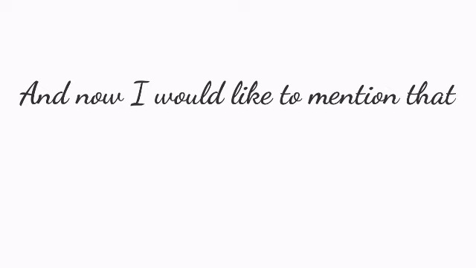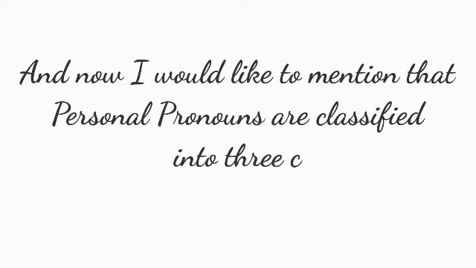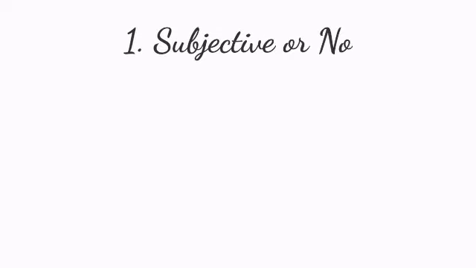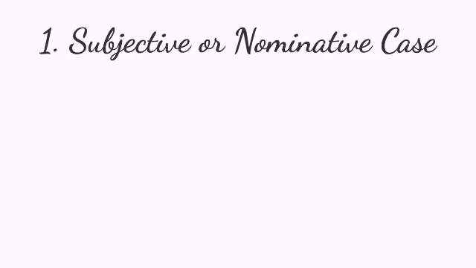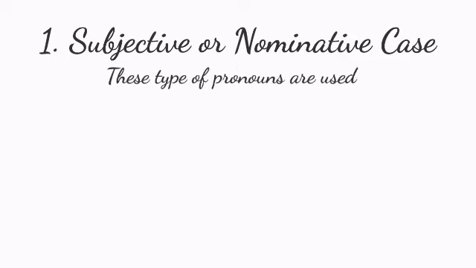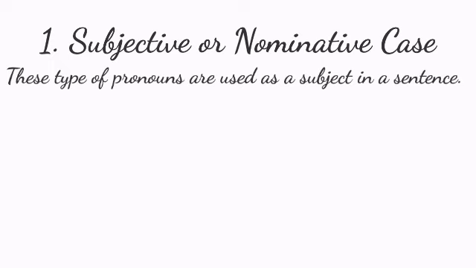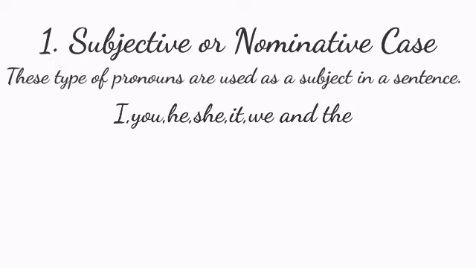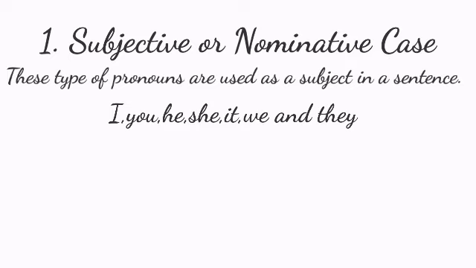And now I would like to mention that personal pronouns are classified into three cases. The first one we have is subjective or nominative case. These types of pronouns are used as a subject in a sentence. And the list of pronouns which fall under this case are I, you, he, she, it, we, and they.